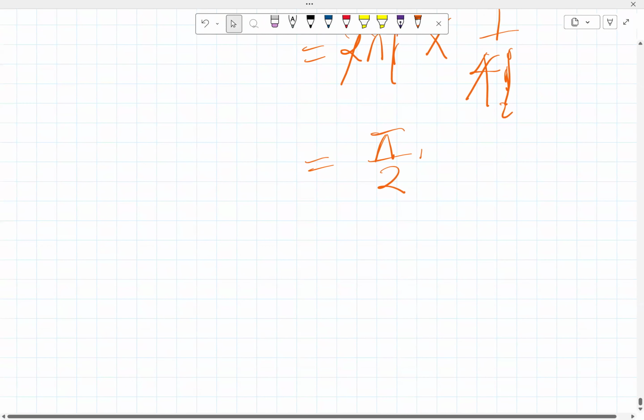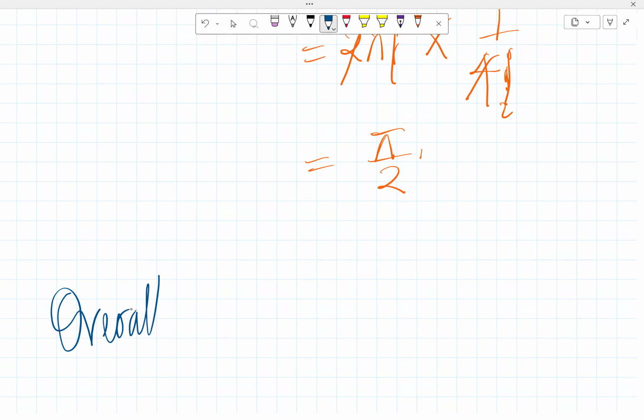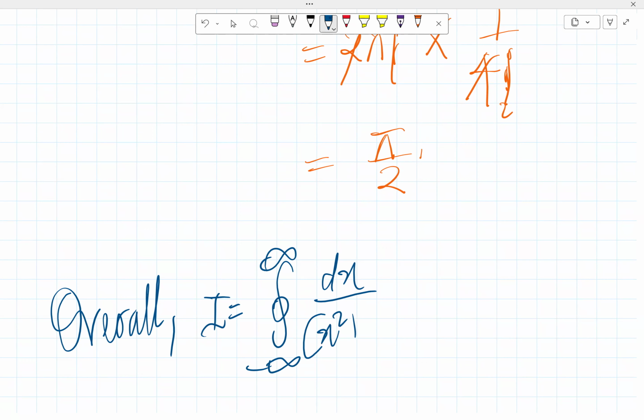So overall, we have that I, which is the integral along the closed path from minus infinity to infinity of dx over (x squared plus 1) squared, is equal to pi over 2. This is more like the same thing as if we had x squared plus 4. So that's what we get.